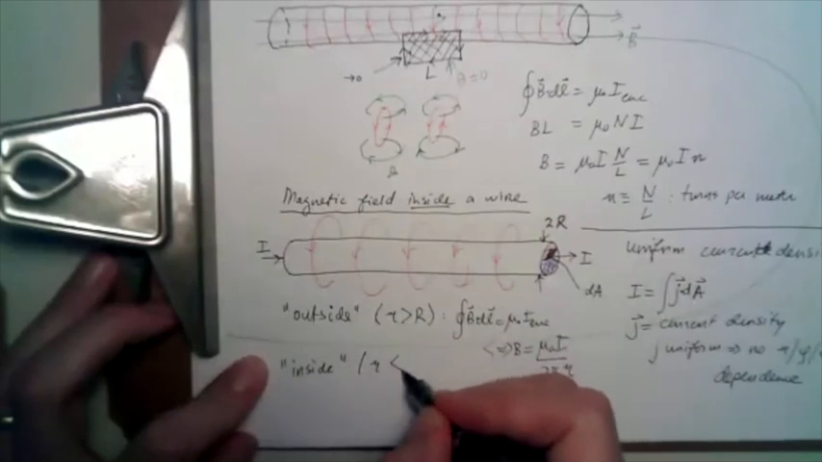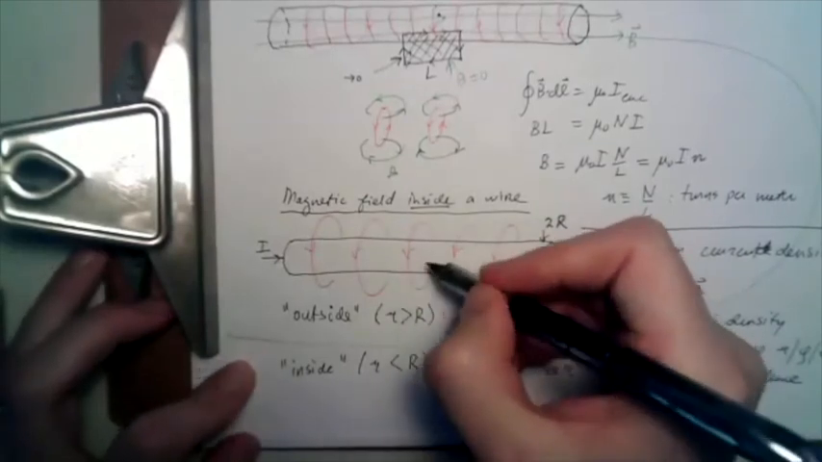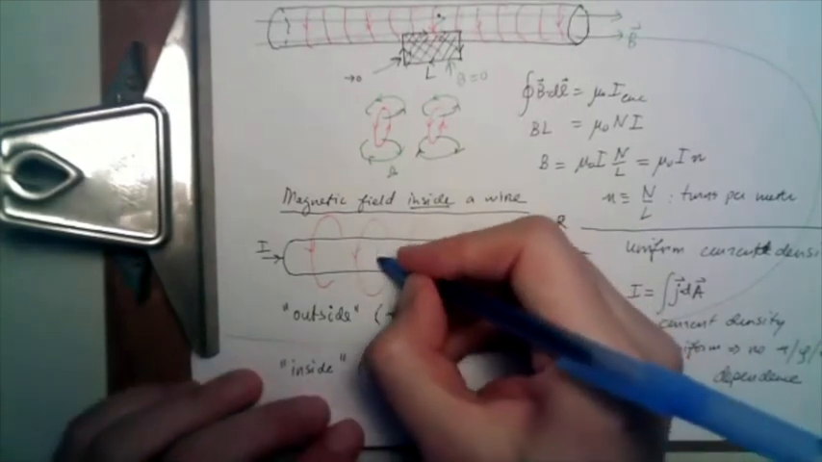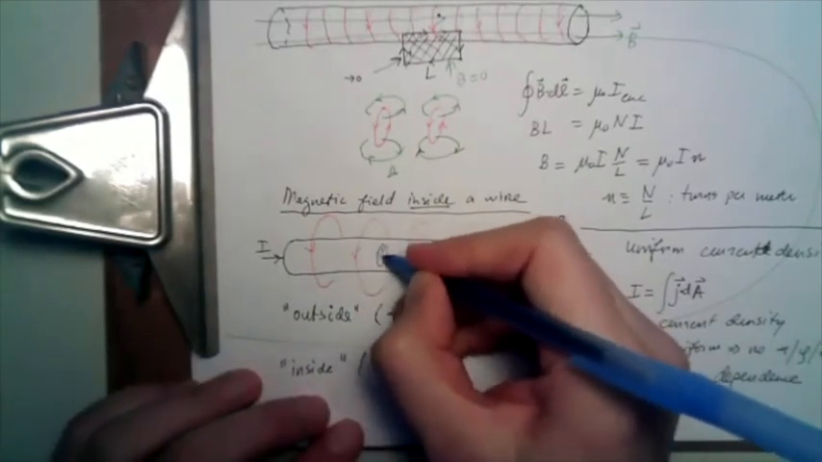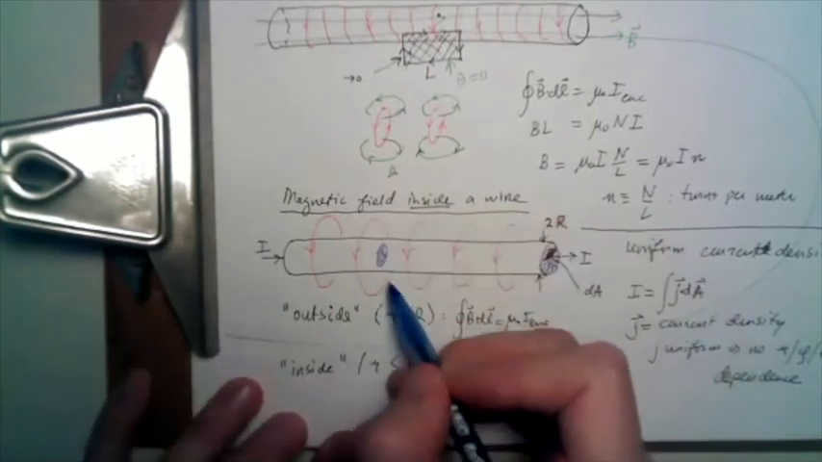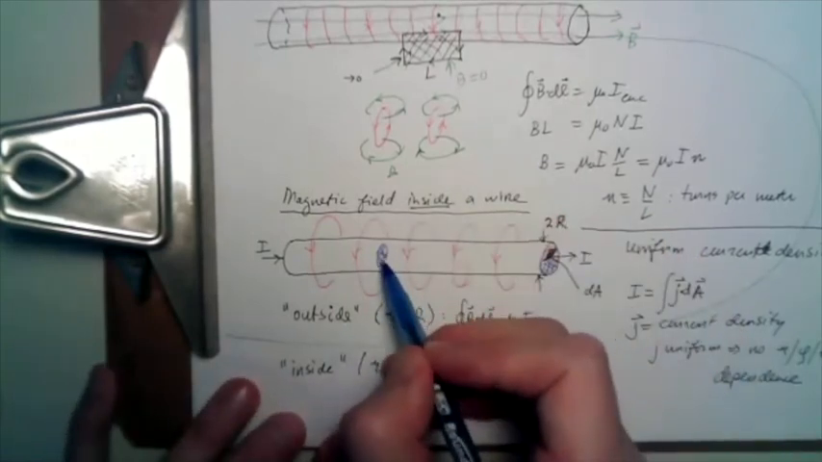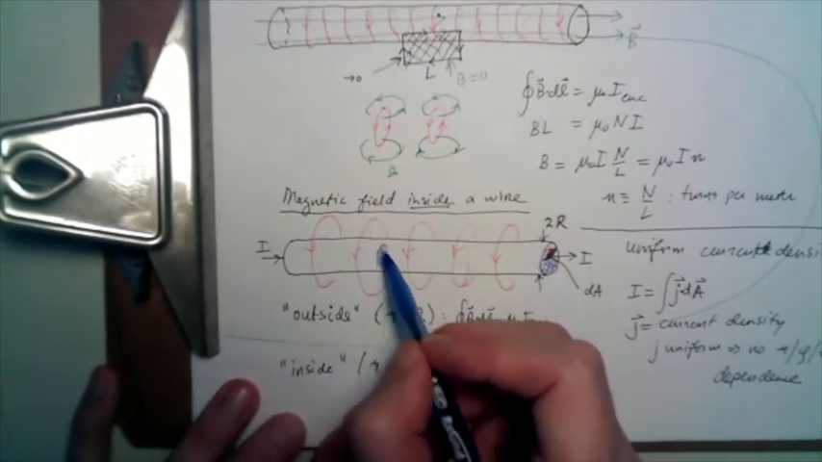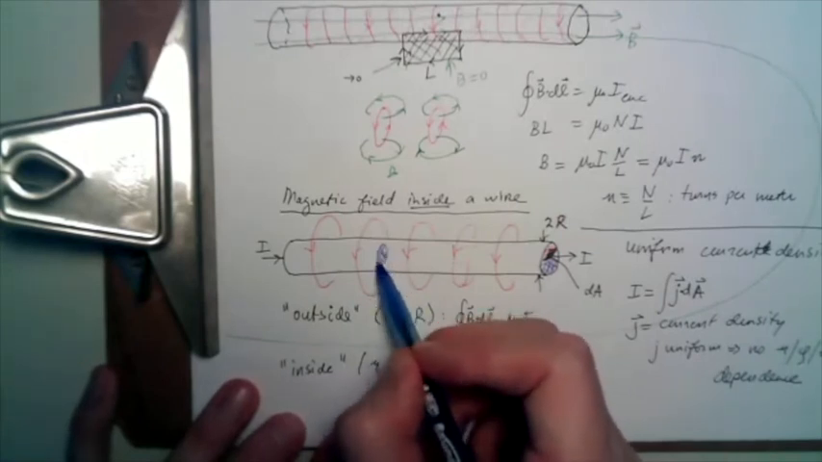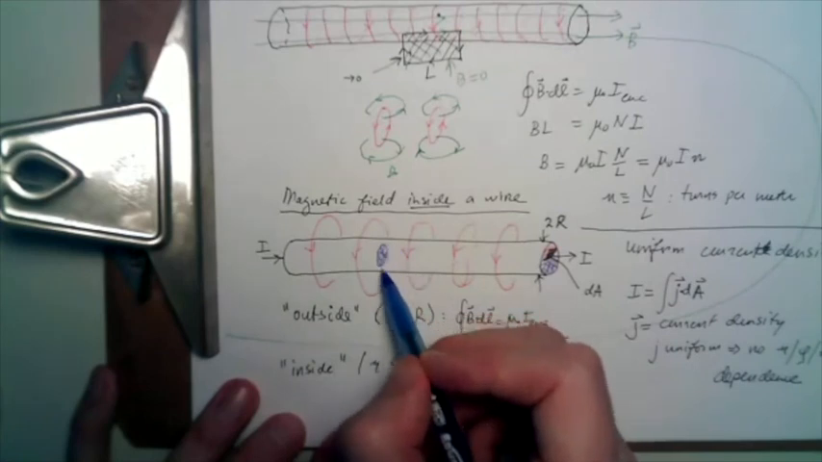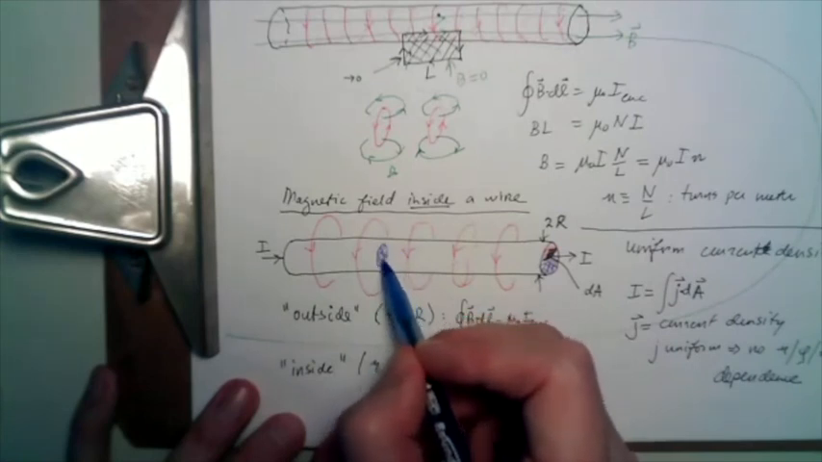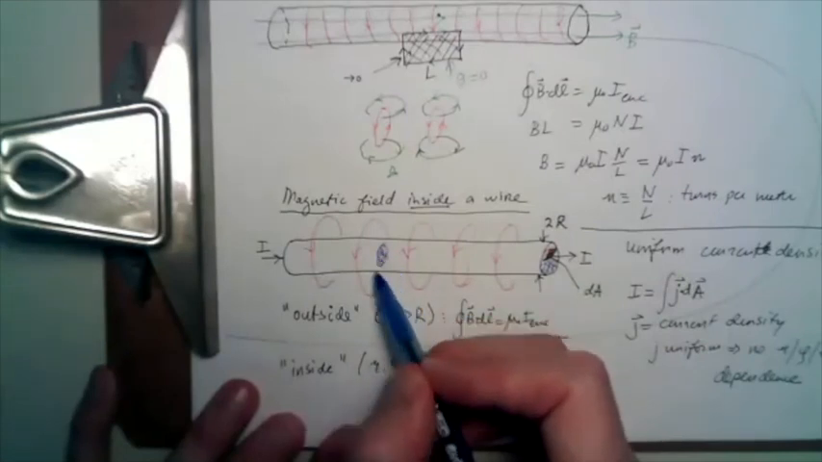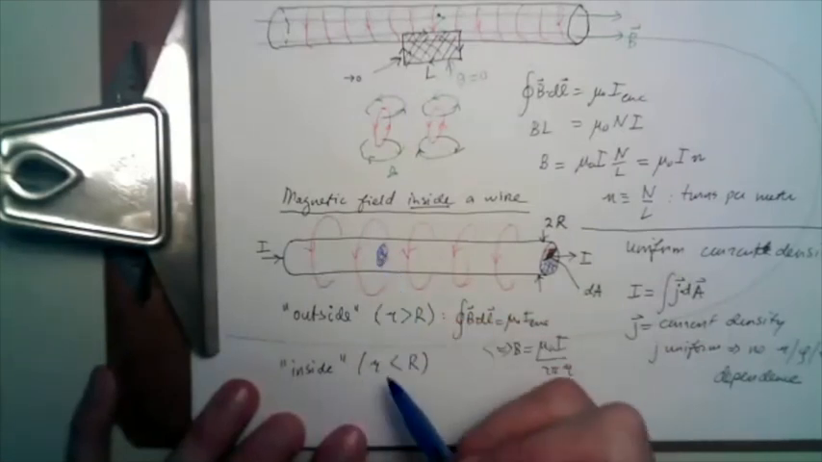So r less than R. So for instance, imagine that there is an Amperian loop here, and it has some kind of a surface area that is obviously smaller than the cross section of the wire. And we ask ourselves, okay, if we do an Amperian loop here, how much current goes through this soapy membrane that is spanned by this thing? Well, it's going to be whatever the current density is times the surface area of that loop.